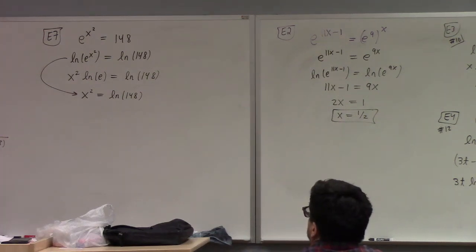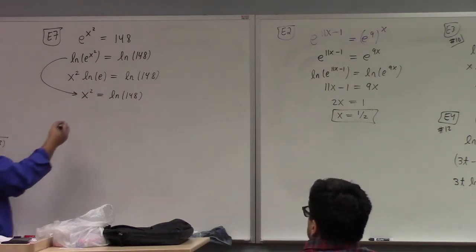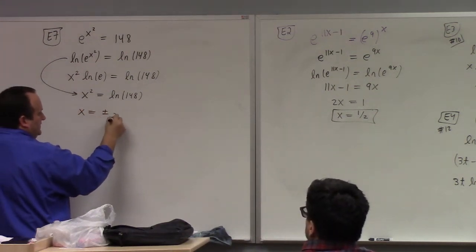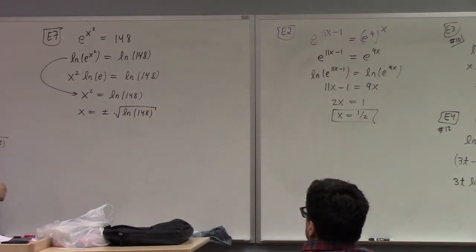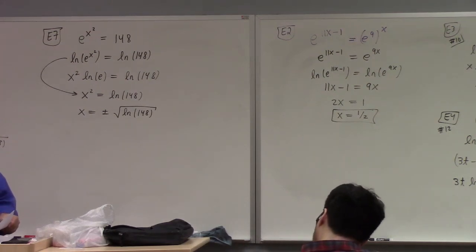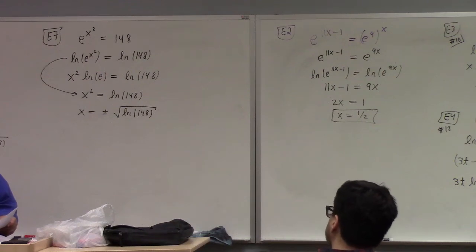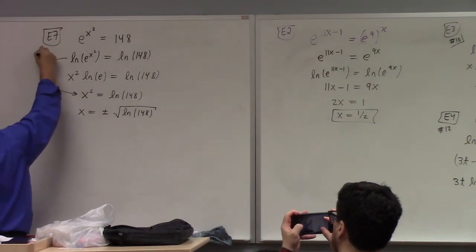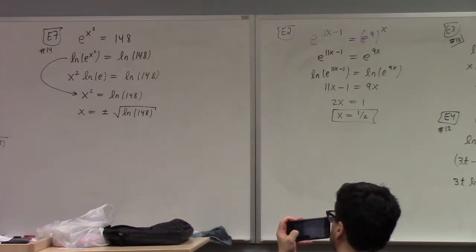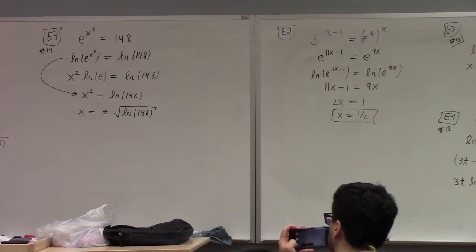Anyway, so there we are. Then what do we do? This means x is plus or minus the square root of the natural log of 148. And there you go. Two solutions. They're your solutions right there. This was problem 14, and I think they want decimal approximations for those. So you can punch it in the calculator and find the decimal approximations for that, yeah?